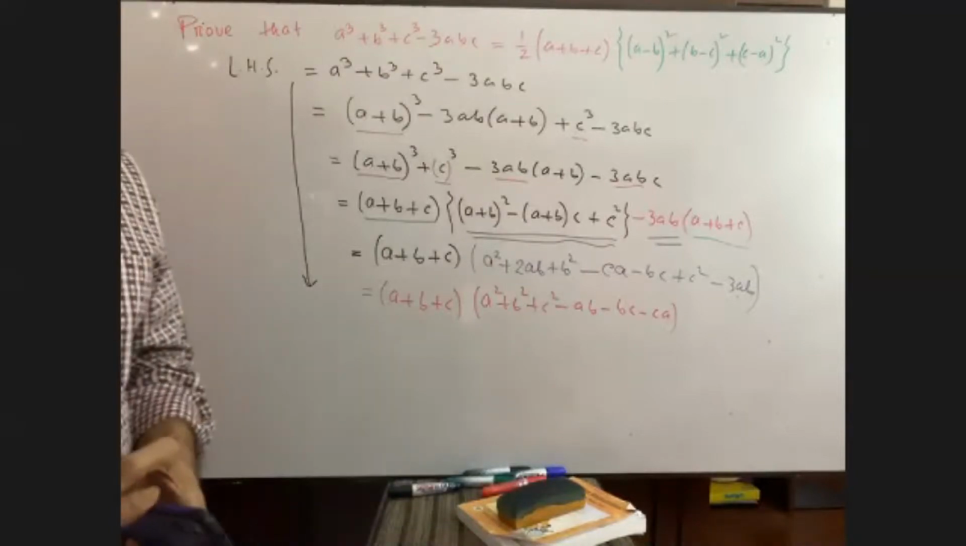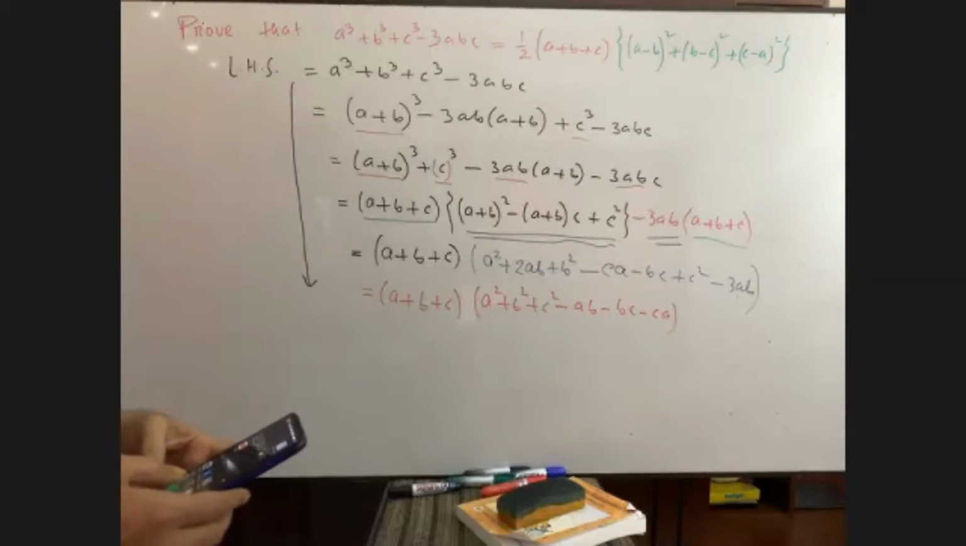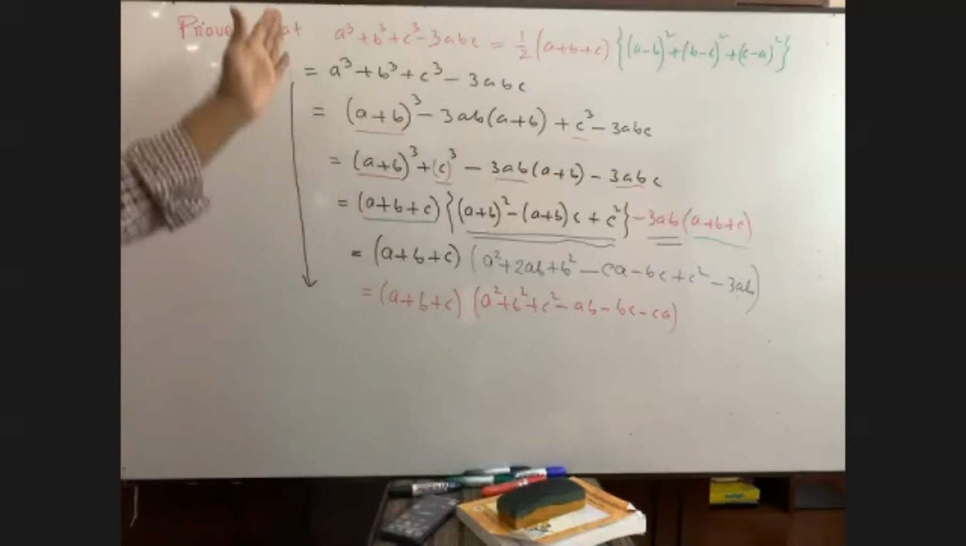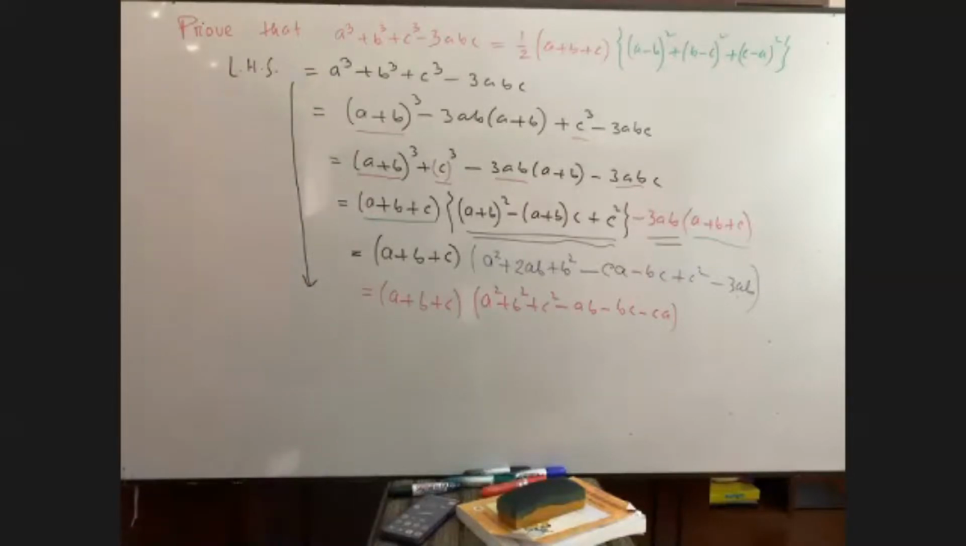Sir, in the examination we have to write the whole steps again, or we can directly say a cube plus b cube plus c cube minus 3abc? No, you have to do from the beginning. Why, sir? Isn't it a formula? It's okay, but it will be of 4 marks. But we are left with only 2 lines.